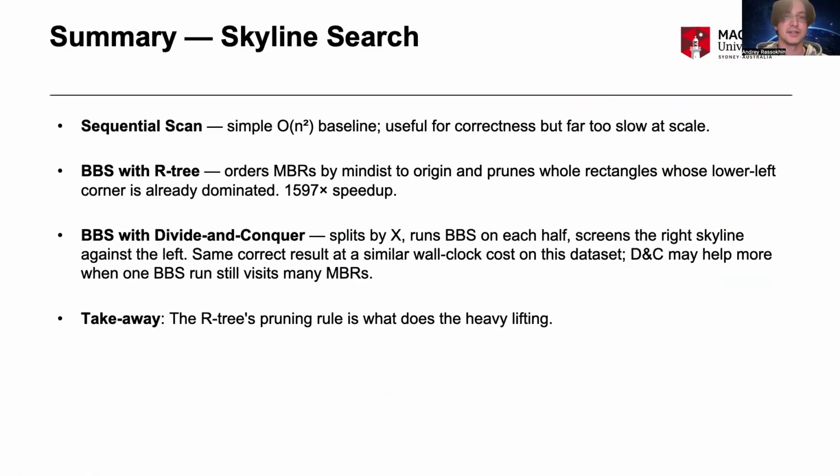To summarize, our sequential scan is the simple and useful baseline, but it's too slow at scale. BBS is much faster because of the R tree letting us prune whole rectangles instead of checking every point one by one. BBS with divide and conquer uses the same BBS logic, but splits the data first and then screens the right skyline against the left. The main takeaway is that the R tree's pruning is giving us most of the heavy lifting. It gives the same results, but with much less work to do.